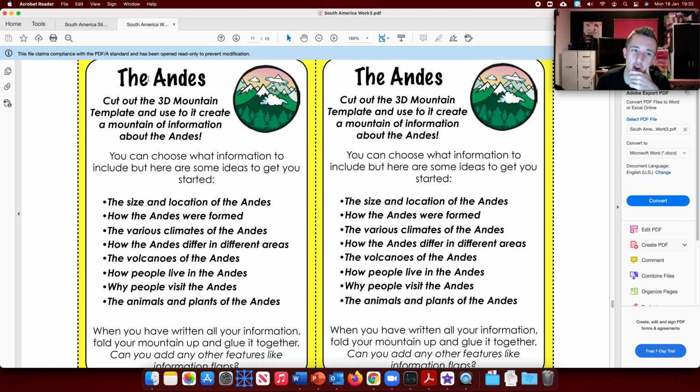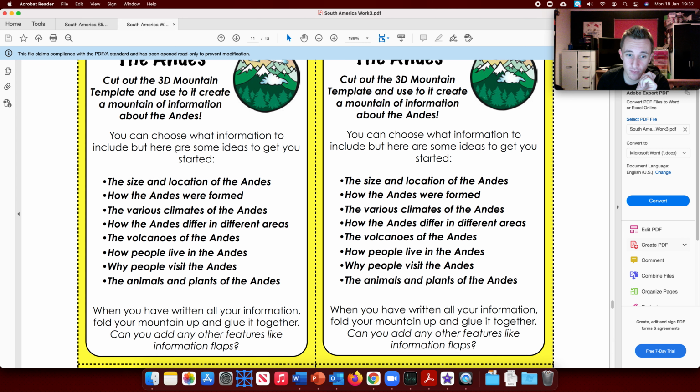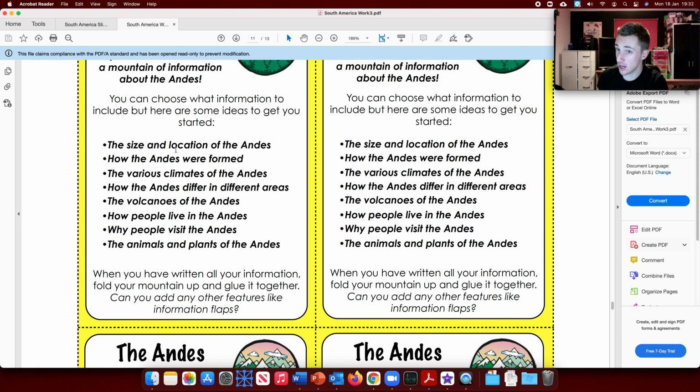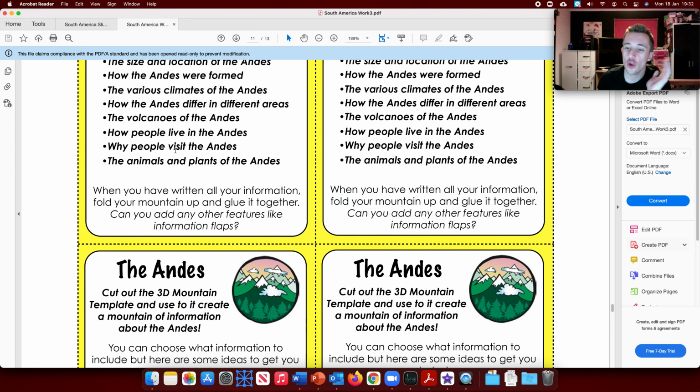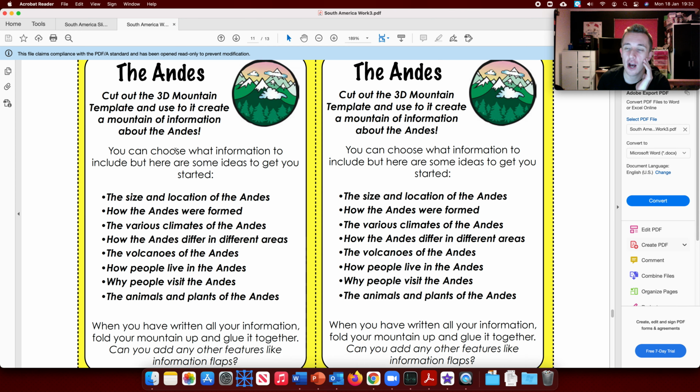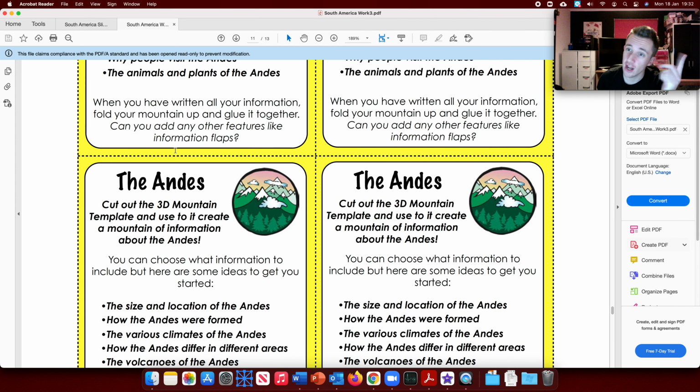And then it's got the task here for you to have a go at. So it says cut out the 3D mountain template, that's the one I just showed you, and use it to create a mountain of information about the Andes. So on each of the sides, you're going to write information about the Andes. And then you have a mountain of information. Quick tip, write the information before you fold it up and make the mountain. Writing on it once you've made the mountain is going to be quite difficult. Okay, so choice of your activity is entirely up to you. The answer at the bottom for you to check afterwards.